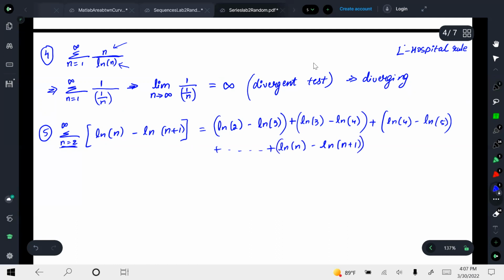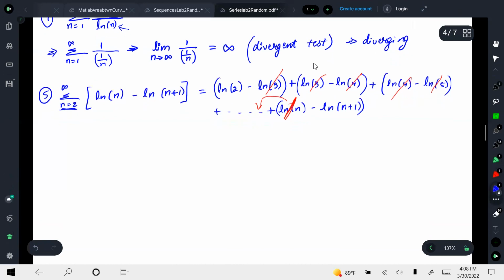Okay, now you can see that the middle terms, whichever are there between the first and the last term, will be cancelled. Now this also will get cancelled. Why? Because in the previous term, you will have negative ln of n. So this gets cancelled out. So the only two terms remaining in a telescopic series are the first term and the last term.